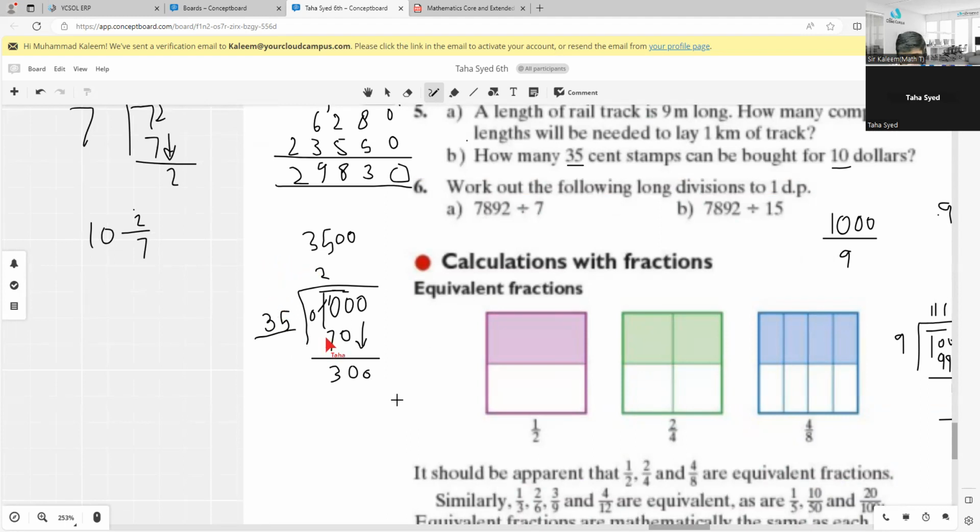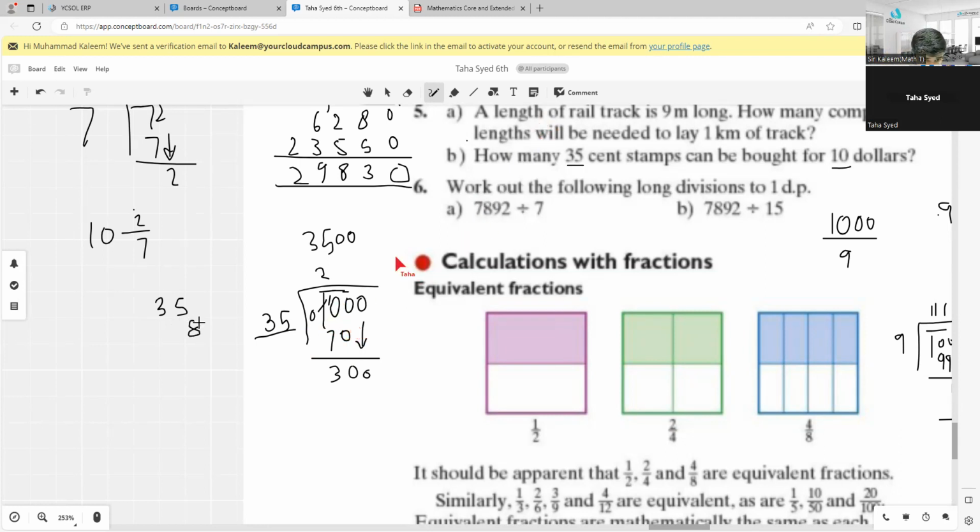Means you don't have to cross 300. So maybe it will be 9. Let's check. No, 9 is not it, because then it will be 350 minus 35. At 9 it will be 305, so we cannot go 9. We will go times 8, 35 times 8. Yes. Okay.